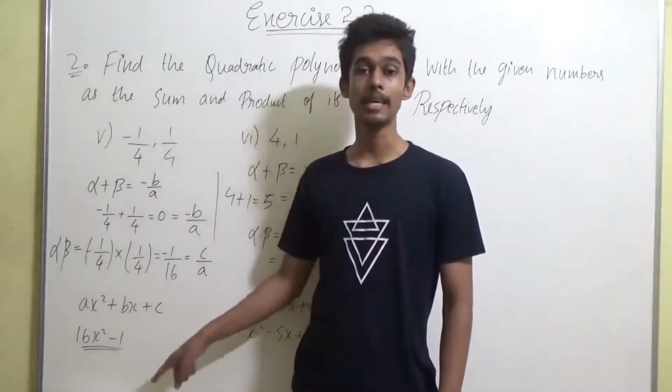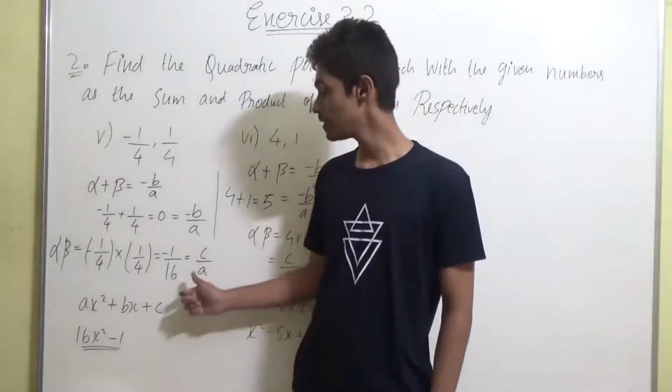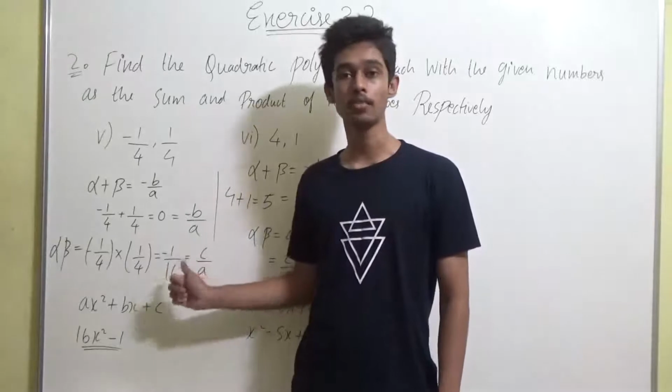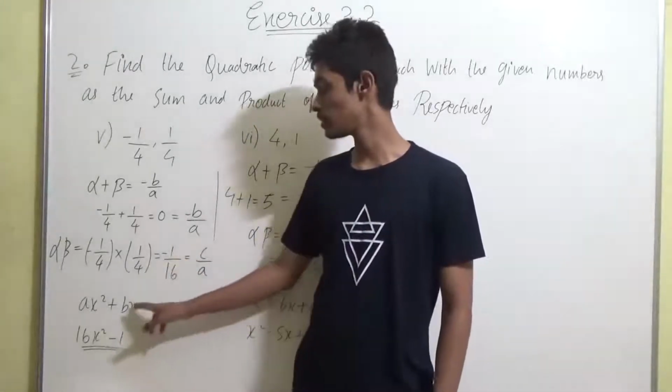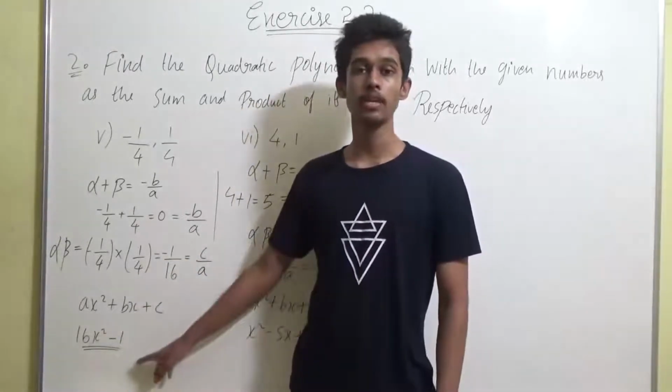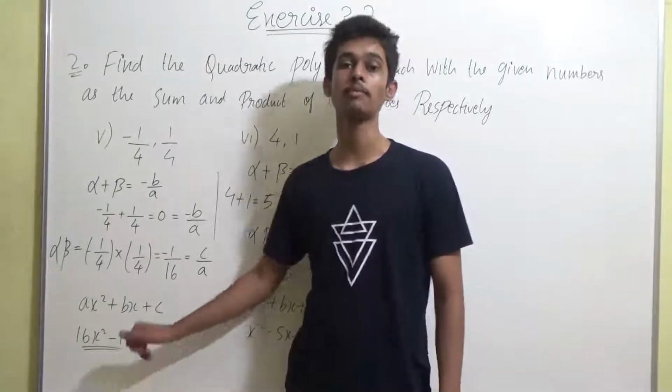So you're going to plug that value in the general equation, ax square. It becomes 16x square, and then the value of c is minus 1. So you're just going to put the value of minus 1 since there is no beta term. The equation finally we should be getting is 16x square minus 1.